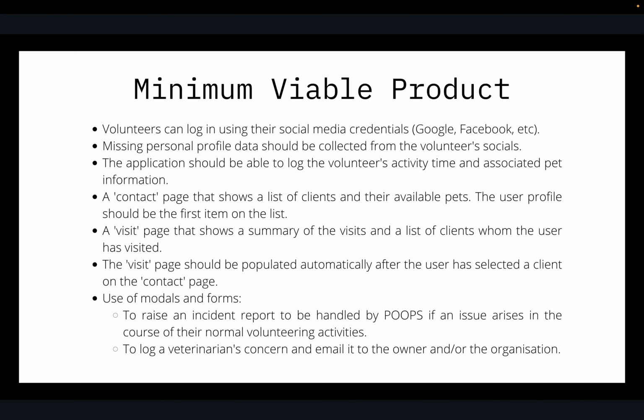The application should be able to log the volunteers' activity time and associated pet information. Some clients have a different number of pets, so they might have 2 dogs and 1 cat or something like that. The contact page works like the iOS contact page, where it has a list of clients and their available pets. And the user profile should be the first item on the list, so the personal user.